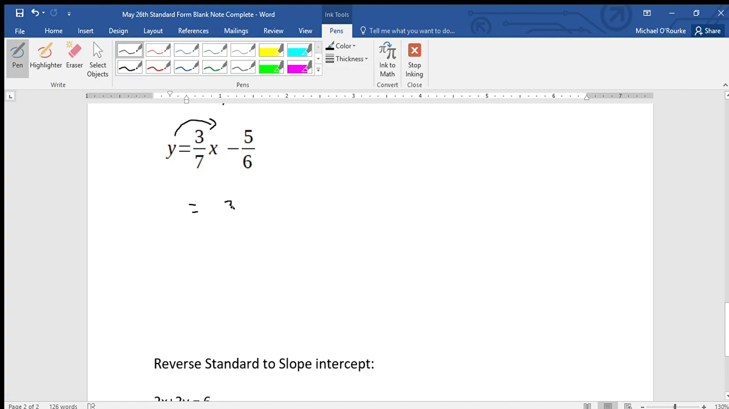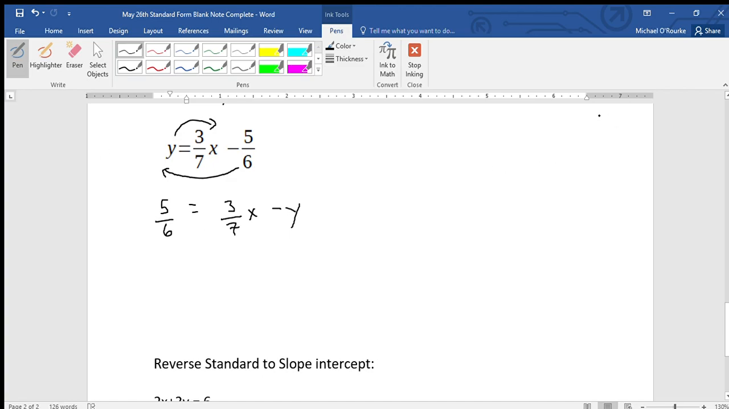So I end up getting 3 over 7x, and it's going to be minus y. Then let's move this way. It's a negative on this side, so it's going to become a positive. Now I'm going to leave it like this. Now we need a common denominator. Since I have fractions, I'm not allowed to have fractions. So what's a common denominator?